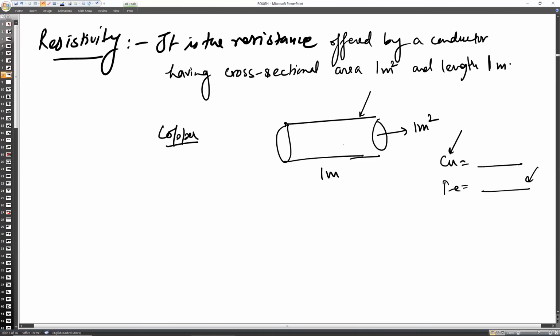Now you understood? Understood? Yes, sir. Is there any doubt? Is there any doubt about what resistivity is? And it is also called specific resistance because it has some specific conditions. Okay, got it? Yes, sir. Let's move to the next question.